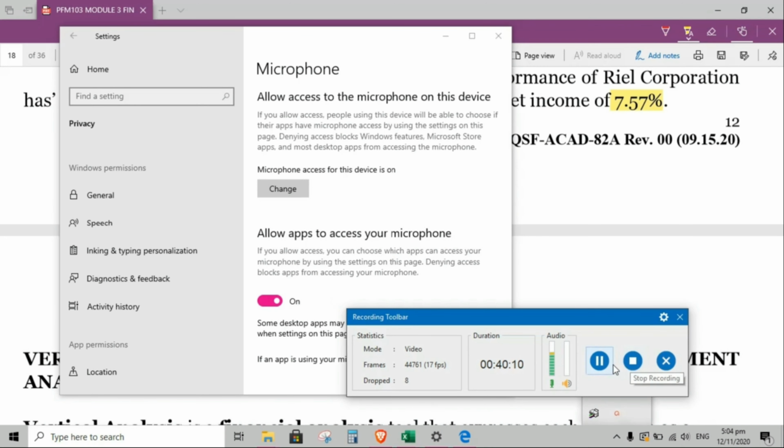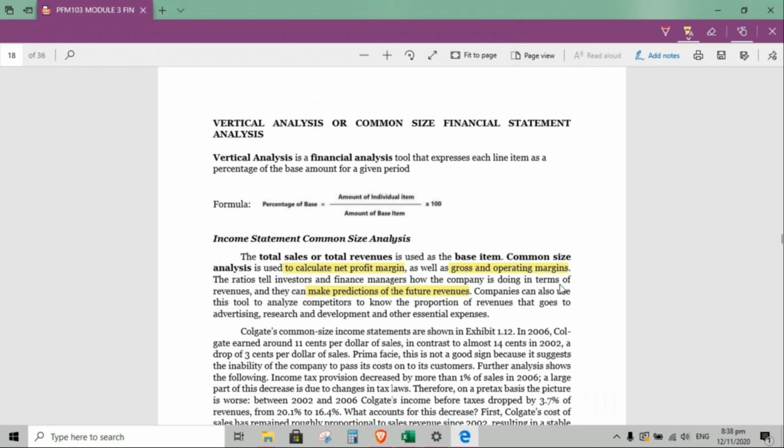Hello students! So we are done with the horizontal analysis or the comparative statement financial analysis. So the next tool for financial analysis that we will be using is the vertical analysis, or also known as common size financial statement analysis.